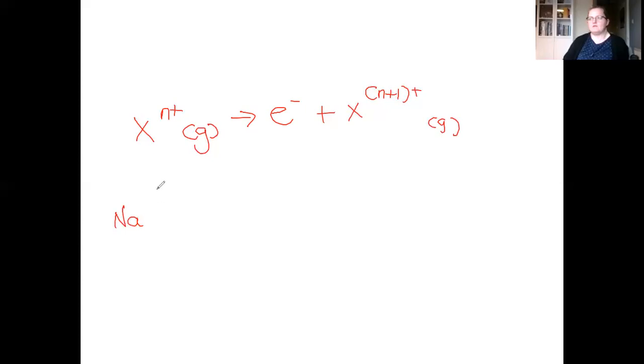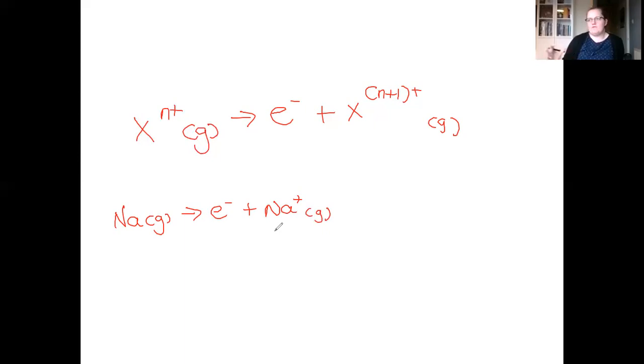X n+ (g) goes to e- plus X (n+1)+ (g). For an example, if I was to show you the equation for the first ionization energy of sodium, instead of X we would have Na, with no charge, because this is our first ionization energy and we've got a neutral atom at the moment. So Na (g) goes to an electron and Na+ (g). It's just 1+ this time, because we've gone from neutral to plus.